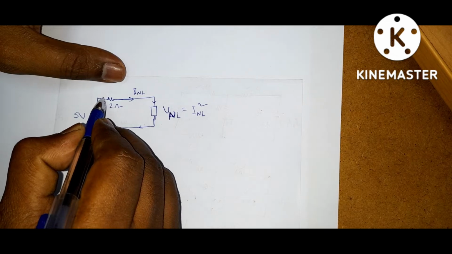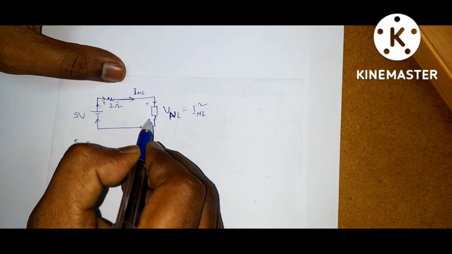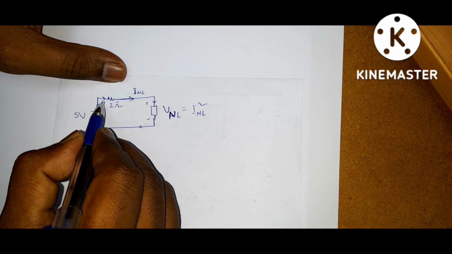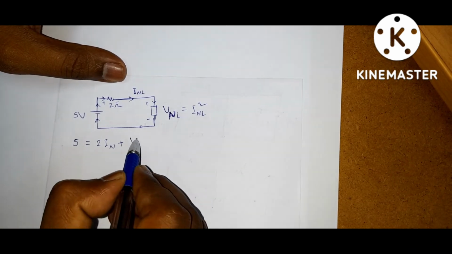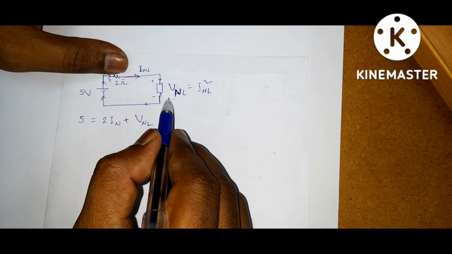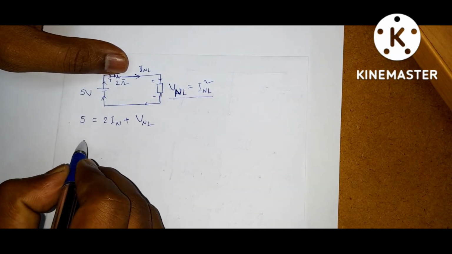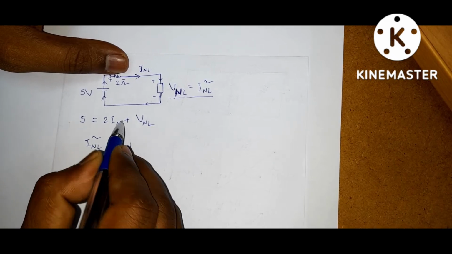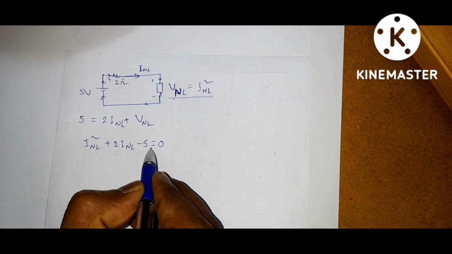Where the current enters a passive element, that is positive and this is negative. Here current is leaving the positive. So 5 is equal to, here current is entering at positive, 2 INL plus here the voltage is VNL. From this expression, what is VNL? INL square. So you will get INL square plus 2 INL minus 5 is equal to 0.